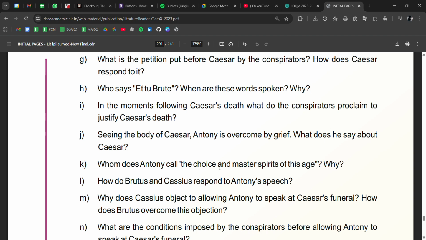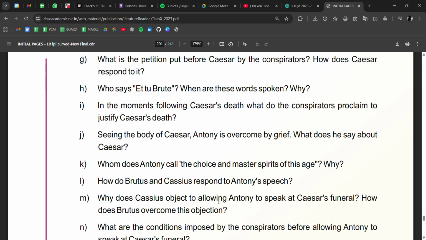Whom does Antony call the choice and master spirits of the age? The conspirators, the people who ultimately killed Julius Caesar, have been labeled as the choice and master spirits of this age because, in his sarcasm, he is pretending to admire the conspirators, but in reality is mocking them for their treachery.